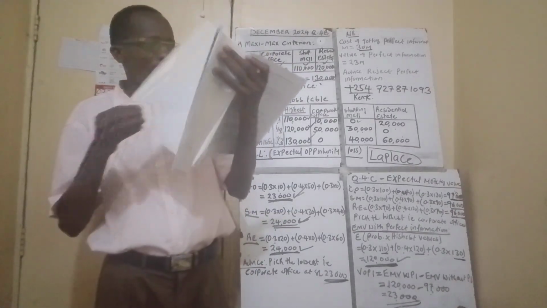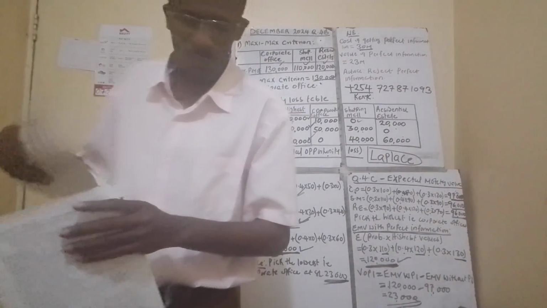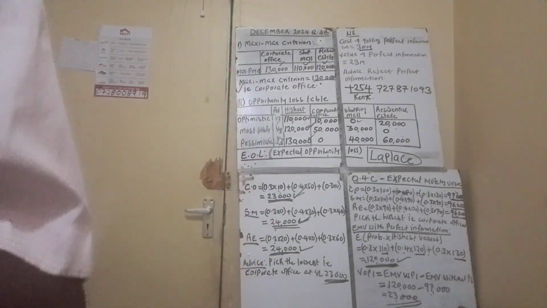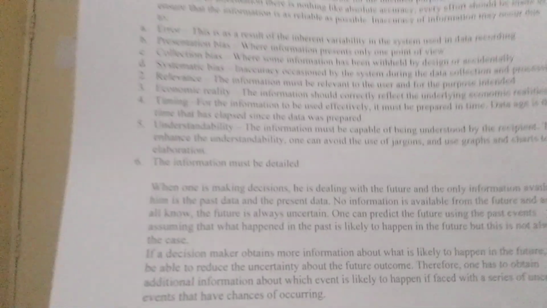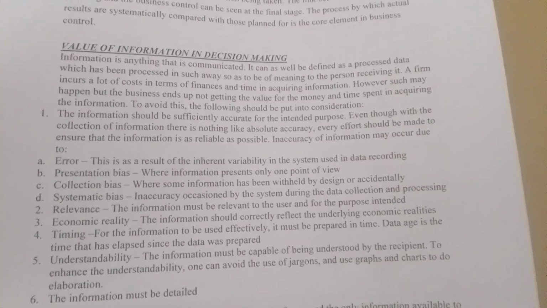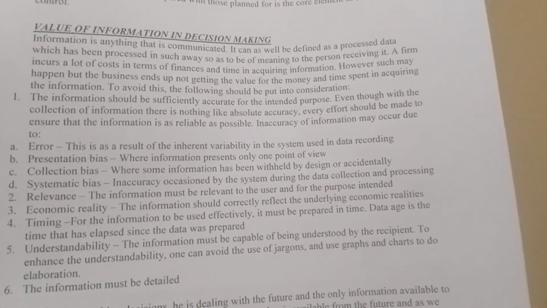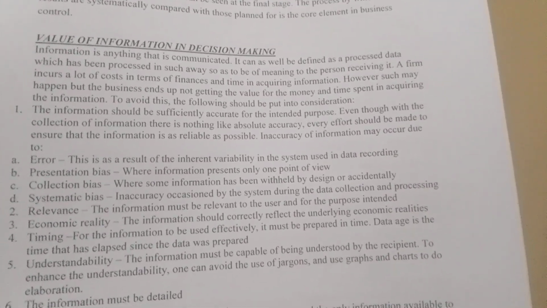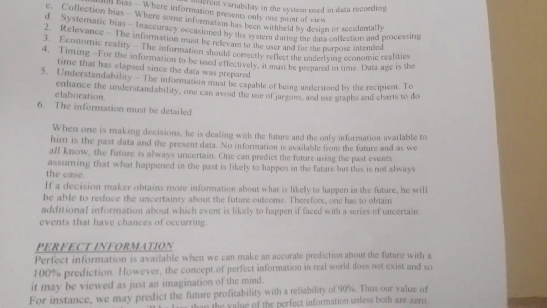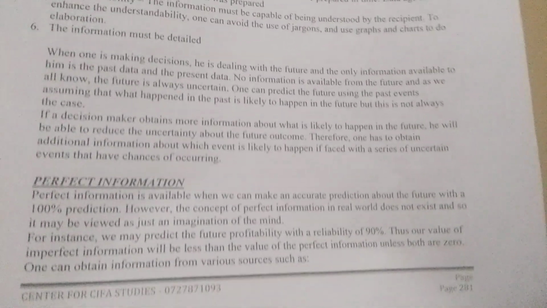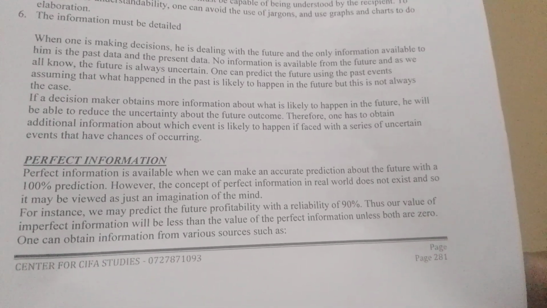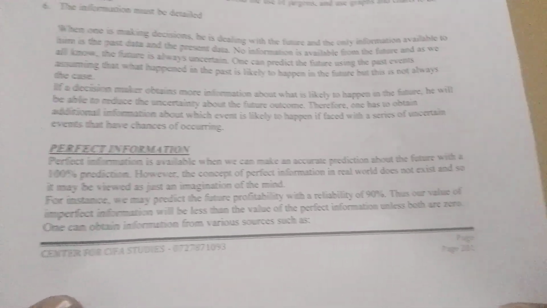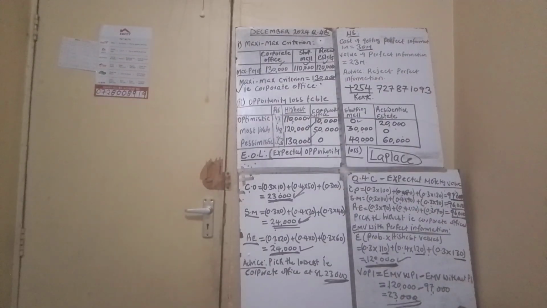Okay, that's something that I just wanted to read for you concerning what is perfect information and what is imperfect information. Now let me present it to you. You can just pause your video and read it from there. To be of much help, the meaning you can read from the top. Value of information in decision making, especially perfect information. You can read perfect information. Then I move to the next page.